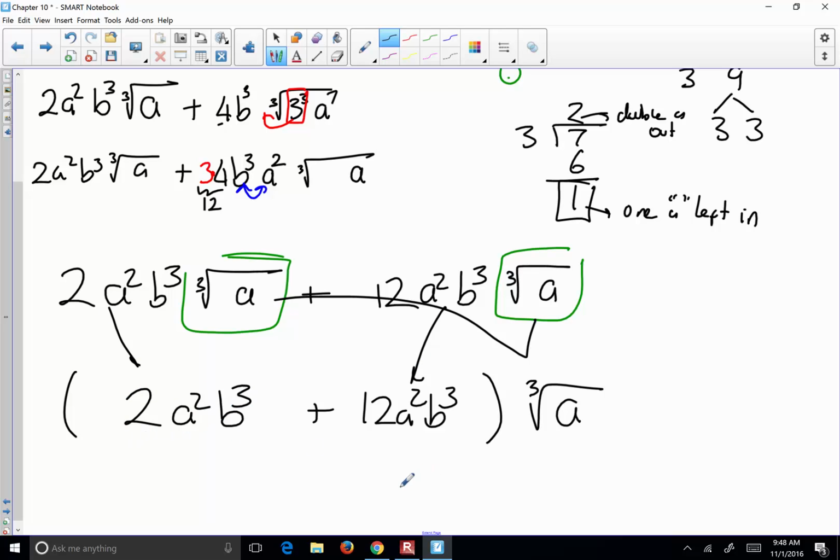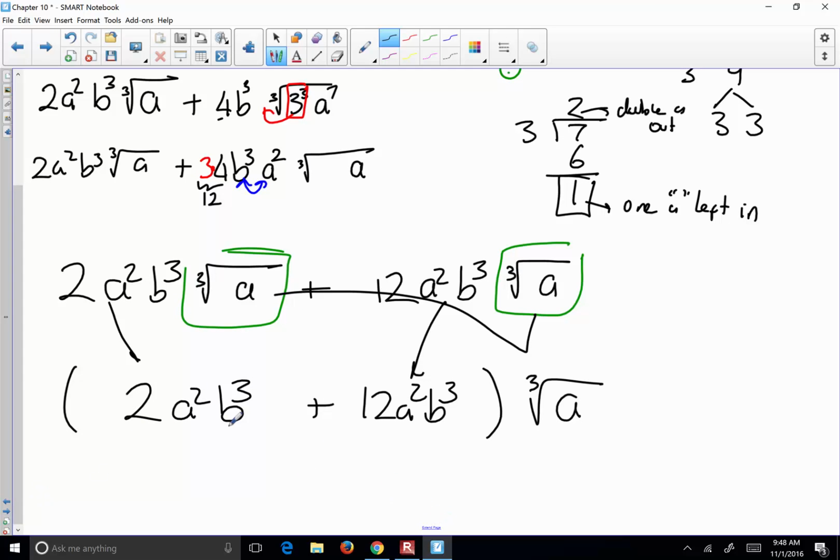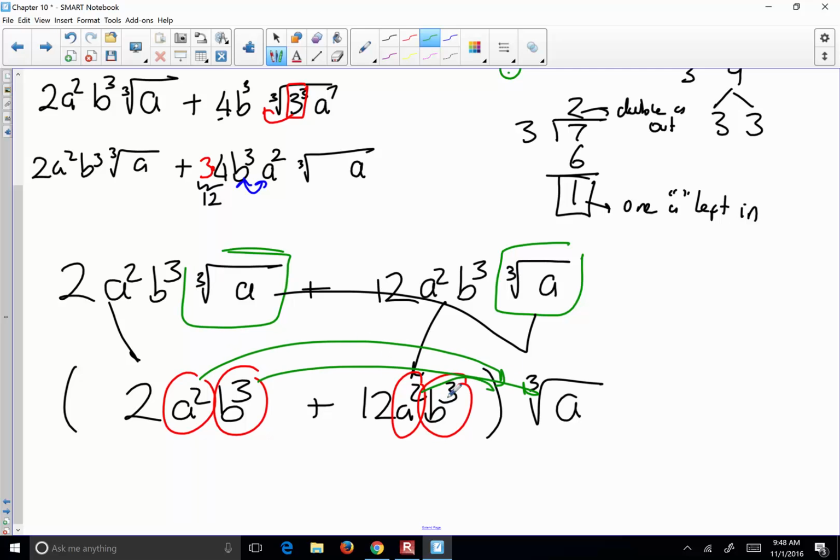This seems like the final answer, but it's not. Look, there are more things common here. A squared is common in this. B cubed is common in this. Can I also factor them out right here next to the radical, outside the radical? These are common terms. I'm factoring those common terms out, so the only thing left inside the parentheses is 2 and 12.